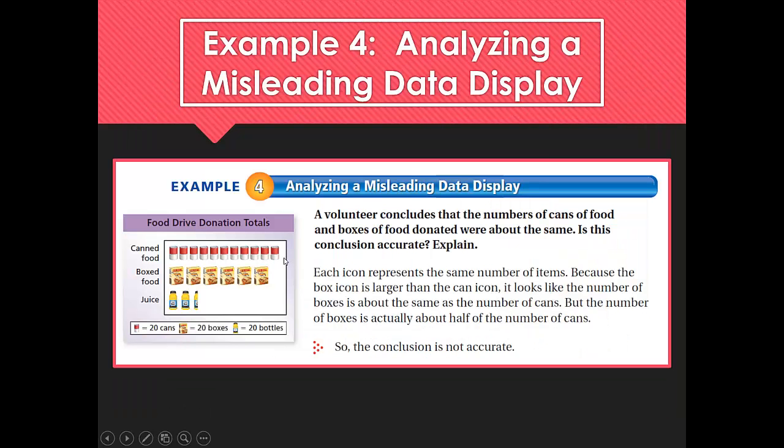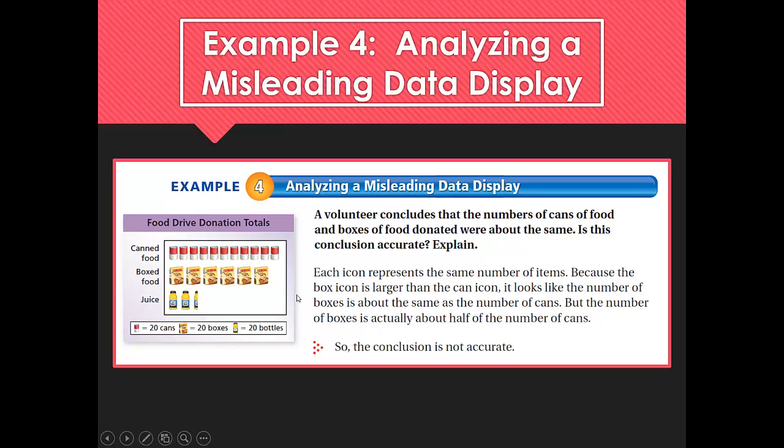For our fourth example, we're analyzing a misleading data display. A volunteer concludes that the numbers of cans of food and boxes of food donated were about the same. Is this conclusion accurate? Explain. Each icon represents the same number of items because it shows here that this picture is 20 cans, the box would be 20 boxes, and the bottle is 20 bottles.